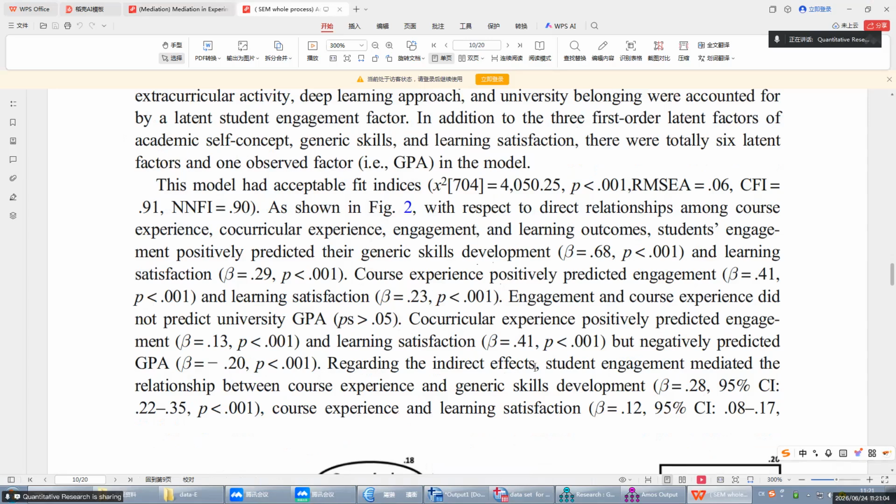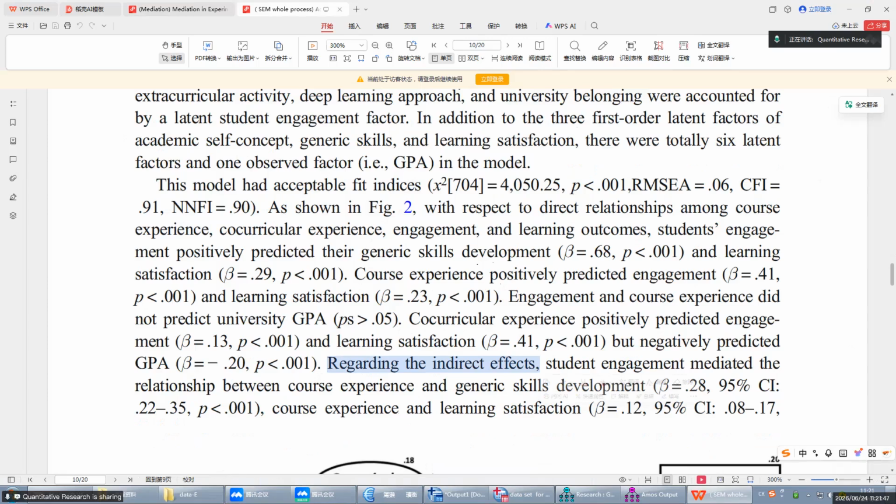Okay, from here, you can see regarding the indirect effects. Student engagement mediated the relationship between course experience and the generic skills development. What does it mean? It means student engagement is a mediator, right? Between course experience and the generic skills.